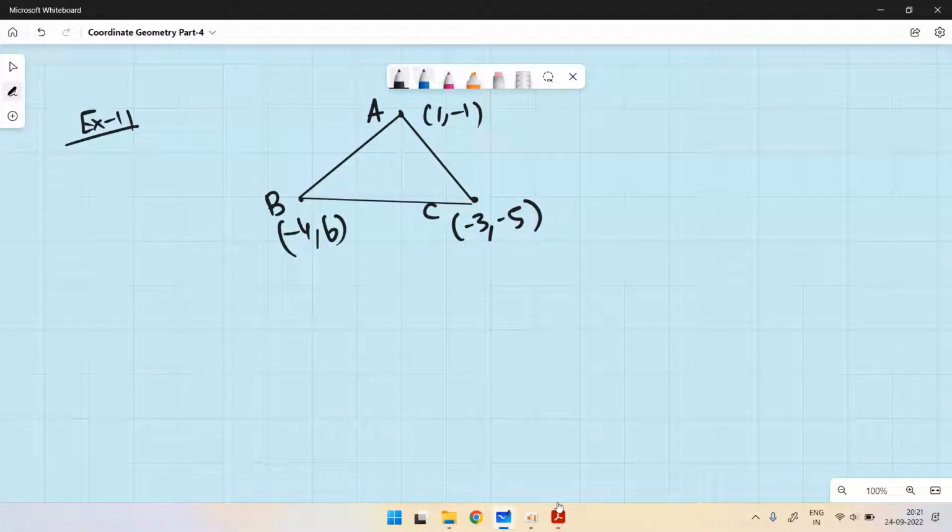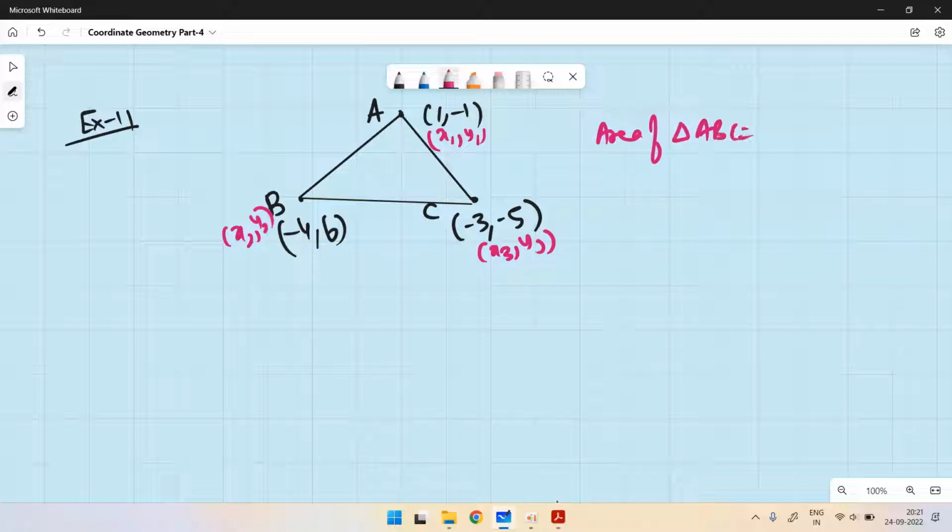What is the area of this? I'm assuming that this is my x1, y1, this is my x2, y2, and this will be my x3, y3. So what is the area? The area of triangle ABC is half, and this is already a modulus sign: x1 into (y2 minus y3) plus x2 into (y3 minus y1) plus x3 into (y1 minus y2), modulus. Now directly I am substituting the values.